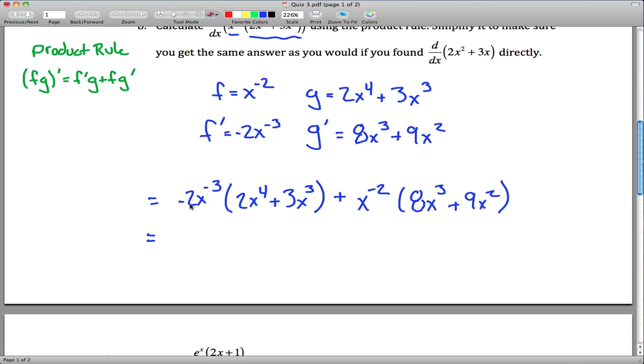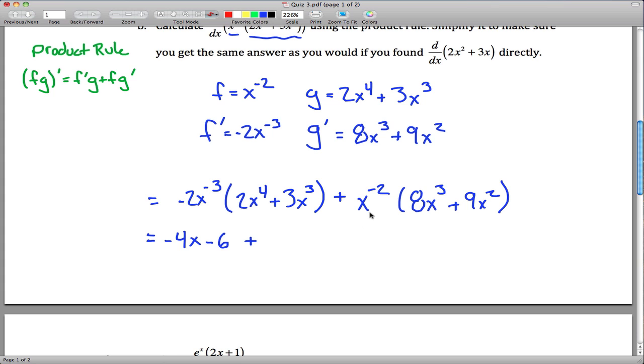Let's see here. Negative 2 times 2 gives us a negative 4. When you're multiplying exponents with the same base, you add the exponents. So 4 plus negative 3 is positive 1. So we got negative 4x. Similarly, negative 2 times 3 is negative 6, so the coefficient's a negative 6. Add the exponents, you get x to the 0 power, which is just 1, which we can leave out.